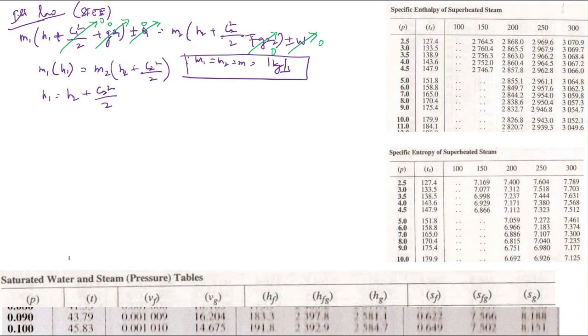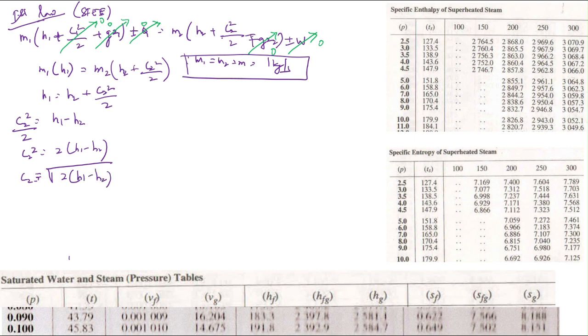So c2 square by 2 is h1 minus h2. Again, c2 square is equal to 2 into h1 minus h2. So c2 is equal to the square root of 2 into h1 minus h2.